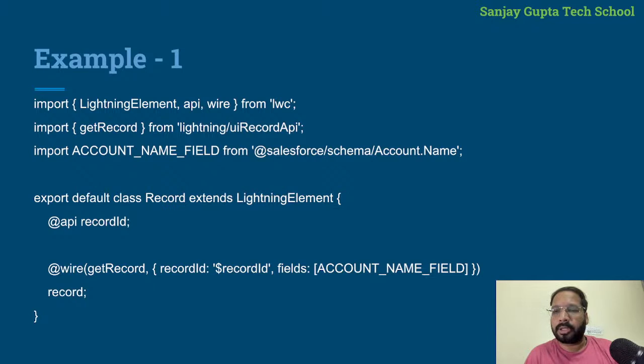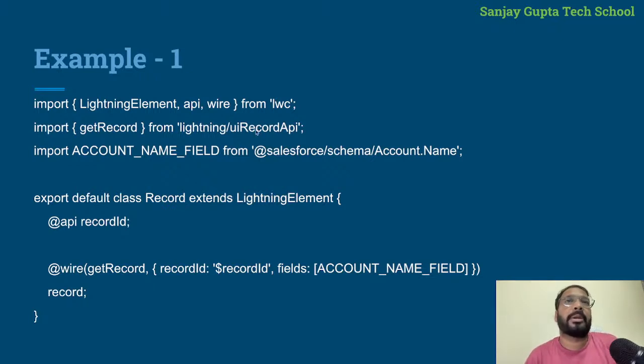Yes, Ashish, all the pre-built, like we have only three decorators, so you need to use them as is. Okay, so Aniket, last line means here @wire is a decorator. Then this get record is the adapter ID that we used above, right? So this get record is basically connected with this UI record API. So actually we need to process this UI record API.